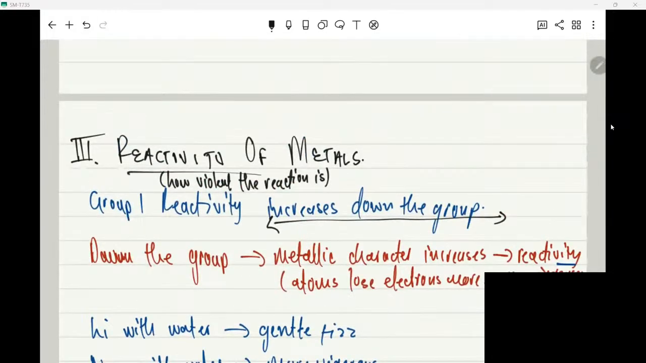Okay? Reactivity of metals. Now it's actually group 1 metals. That's the one they need you to know. Can you see this trend? People, can you see this trend? Don't forget this trend, the reactivity of group 1 metals. That's the one you needed to know.